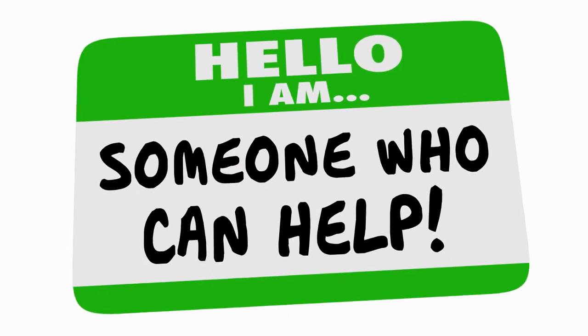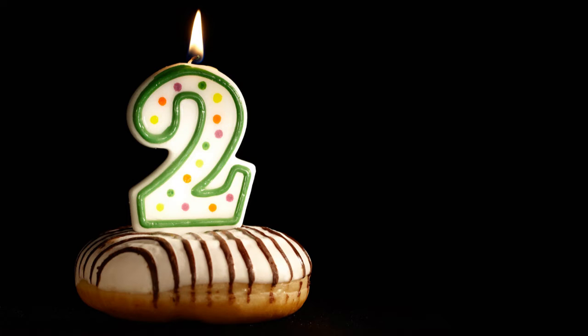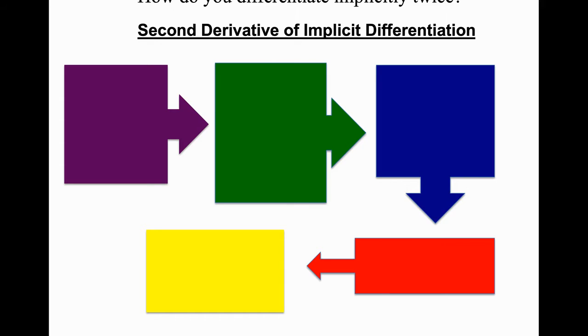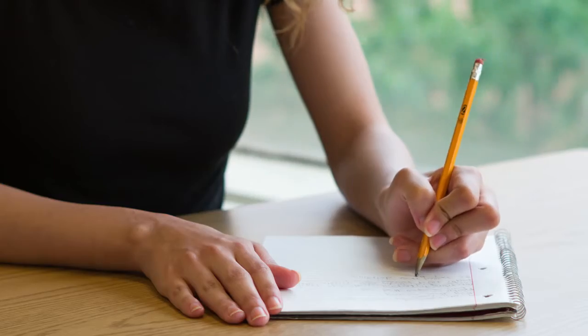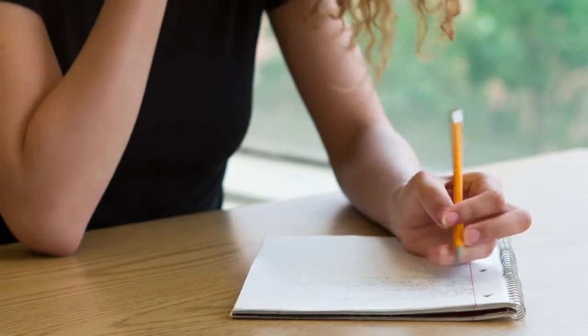So, let's talk about it. Second derivative of the implicit differentiation process. This is another flow map. Hopefully you have it written down. The good news is that it's almost identical to your first process. There's only one twist to this.